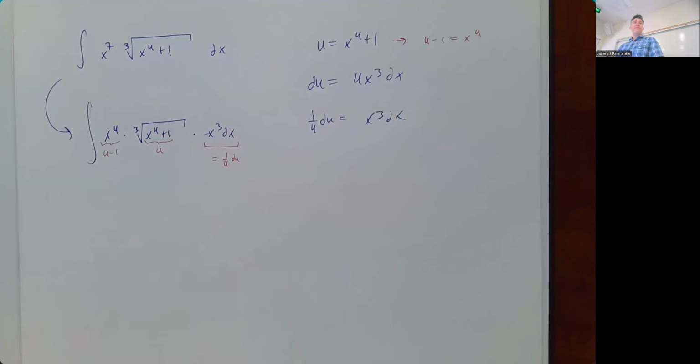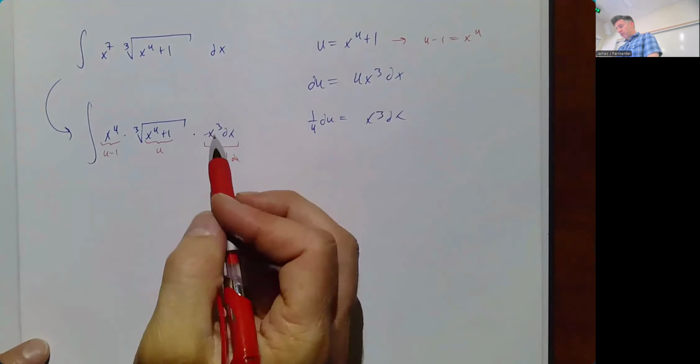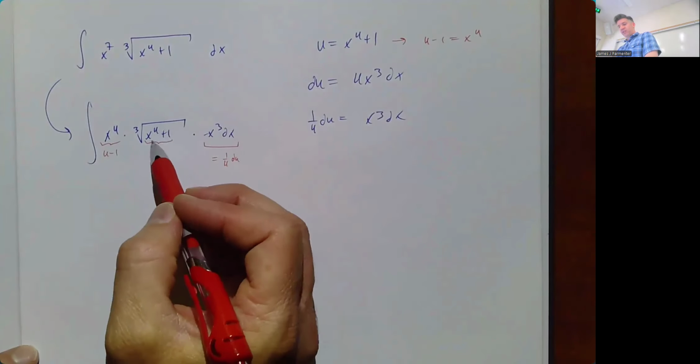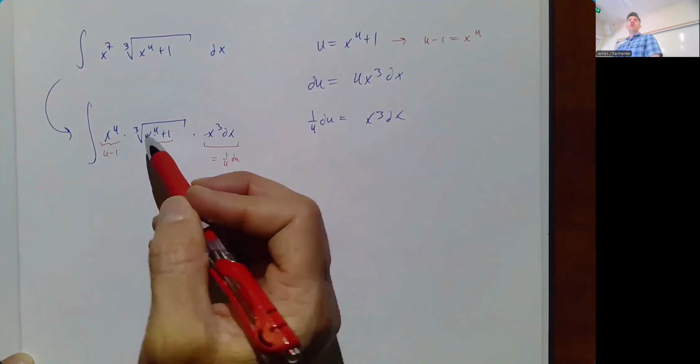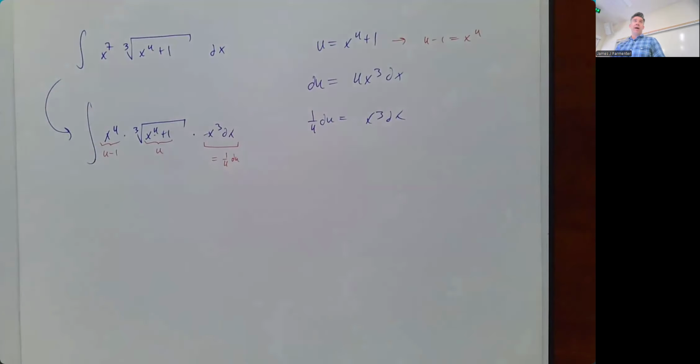So if you see that kind of pattern showing up, where the power of x you're choosing for u, double that power minus 1 is also in there, that usually works out pretty nicely for a u sub with a back sub.